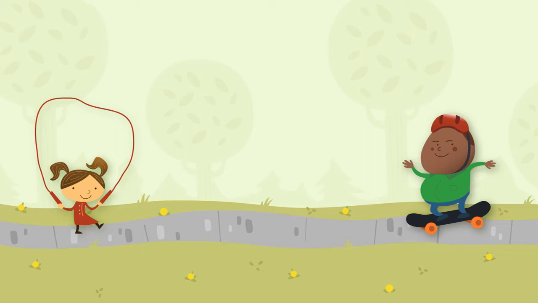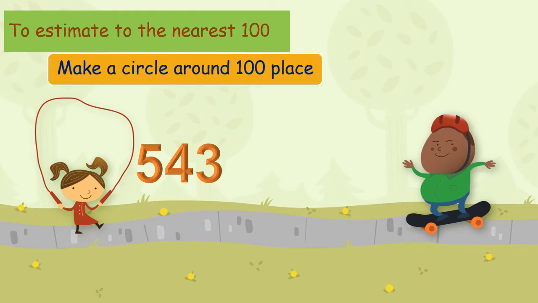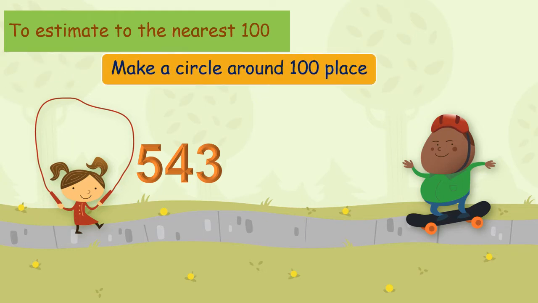Primary 2, let me teach you a quick way to solve this without drawing the number line. What are we going to do? Look here, we will need to estimate to the nearest 100. So step number 1, this is the number. We want to estimate. We're either going to go back to the 500 or we're going to go up to the 600. So step number 1, make a circle around the 100 place. Where is the 100 place here? It's the 5. Yes, so we're going to circle the 100 place.